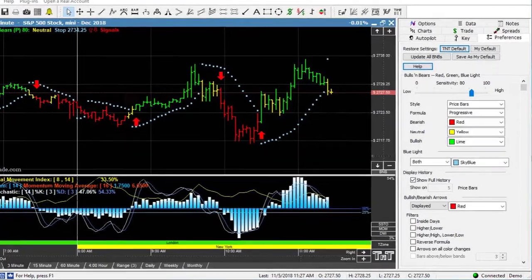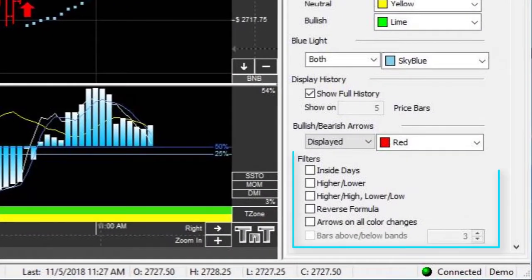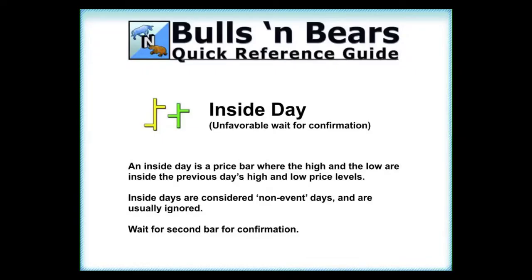The software has the ability to weed out these negative signals through the use of filters, if we so choose. The filters we use to weed out bearish buy signals and bullish sell signals are as follows. The first filter we have that can be used with Bulls and Bears is the inside day filter. An inside day is a signal bar, green or red, where the high and the low of the bar are inside the high and the low of the previous bar.